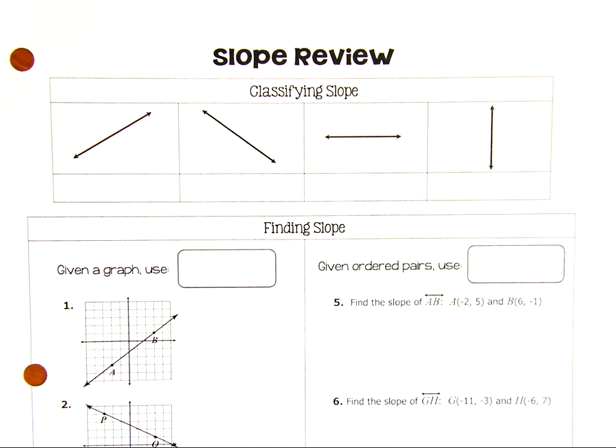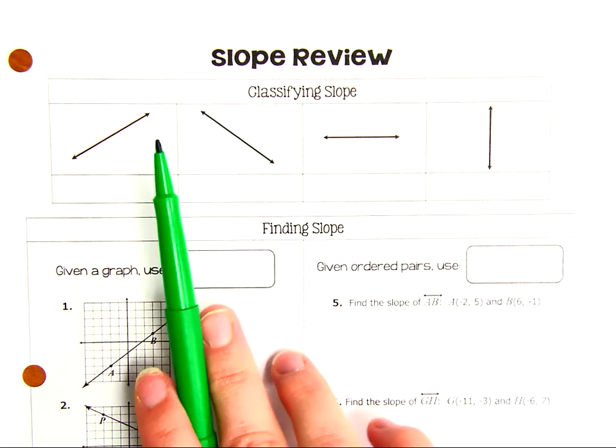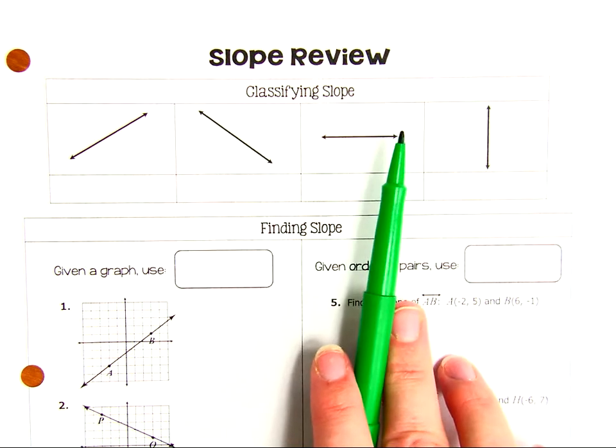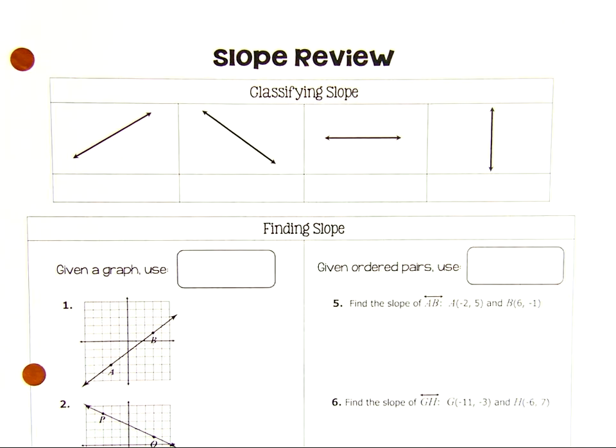Okay, this video is just going to be a review of slope, something that you already know a lot about. So you should have this slope review sheet in front of you, and we're going to go through a couple of examples together, and I'm just going to kind of refresh your brain on what you already know about slope. So let's start at the top here. We have 4 different examples of slope, and we're just going to classify what their slope would be.